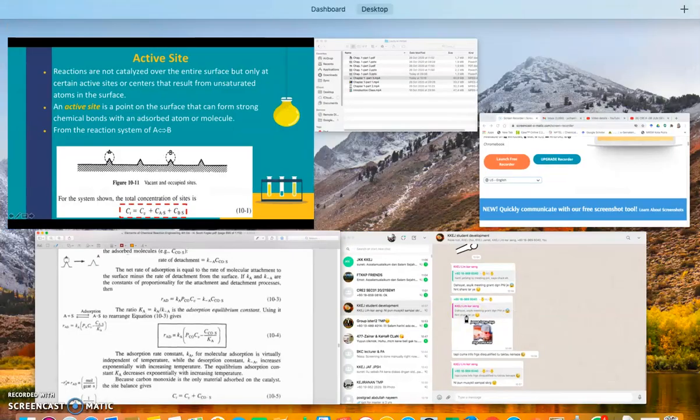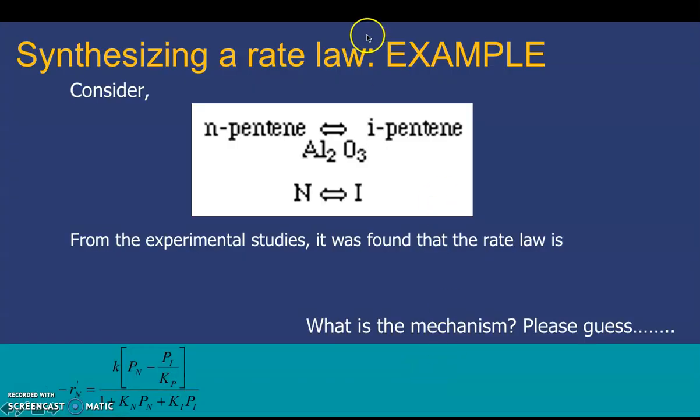Okay, right, so let's see here. We have N-pentene, the reaction of N-pentene producing I-pentene using alumina. So N-pentene is symbolized by N, I-pentene is I. It was found that the final rate law would be this one. So normally we want to prove whether the rate law is similar to this one or not. Normally you will get a similar rate law.